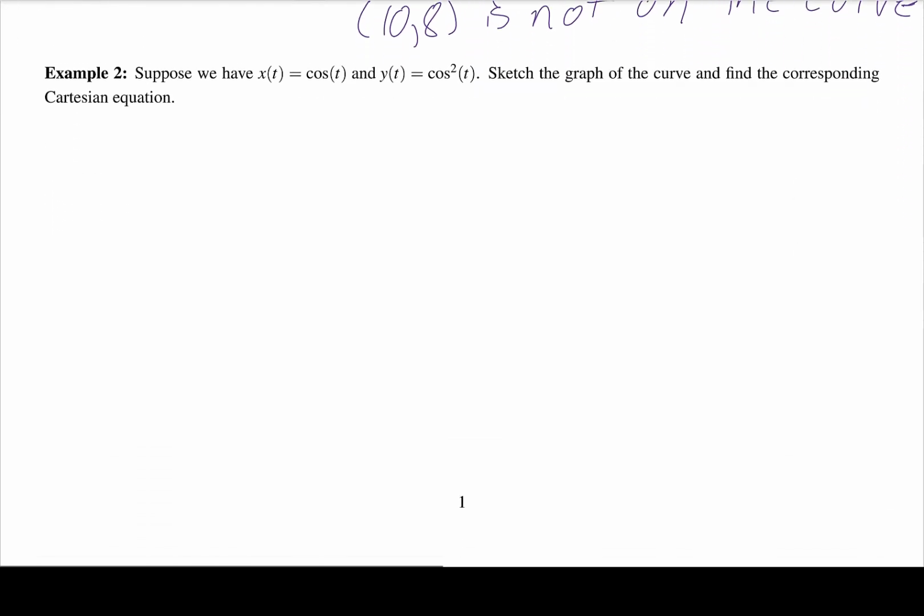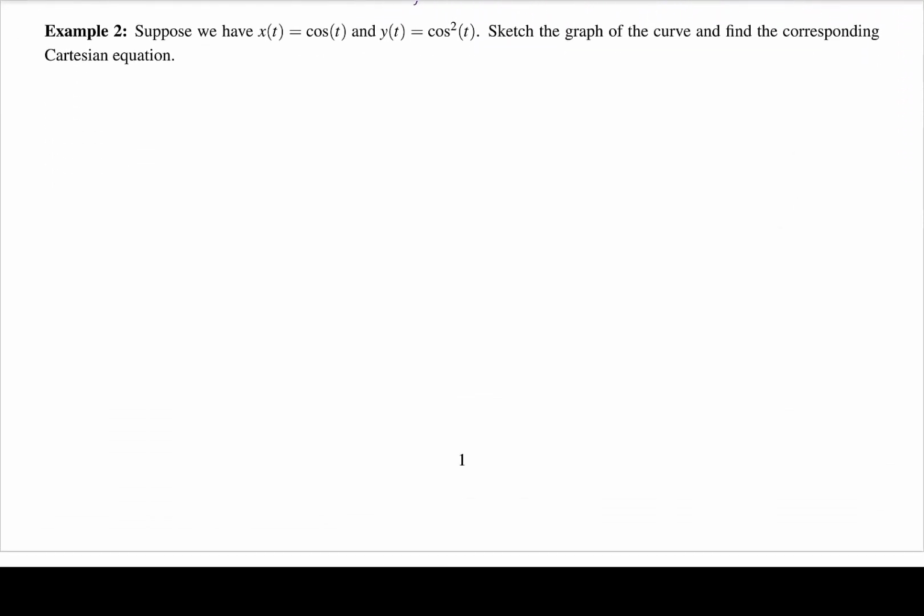Okay. So now let's suppose we have these x and y functions of t, and we're asked to sketch the graph of the curve and find the corresponding Cartesian equation. The first thing I'm going to do is find that equation, because that'll help me sketch this curve. I notice that x is equal to cosine of t, and y is the same thing, but squared. So we can say that y is equal to x squared, because if I take the x function, cosine, and square it, I get exactly what I have right here.